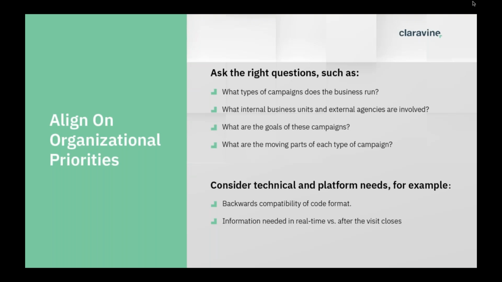Additionally, you can consider whether the information about the campaigns is needed in real time within the visit for the sake of personalization and targeting, or if you can wait until after the visit closes to receive this data. And this can impact which types of information you want to make available within the campaign code itself versus in some of the associated metadata. And there are some advanced techniques through tag management that can make some of this data available earlier.